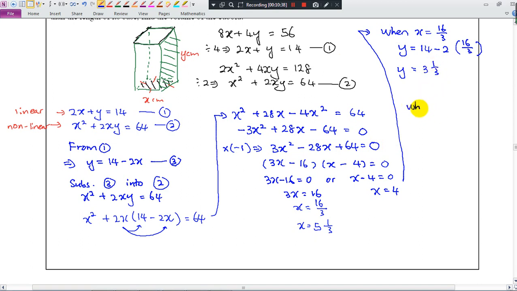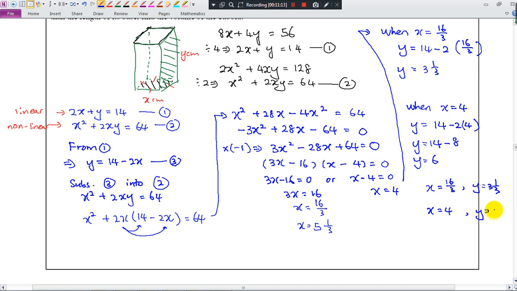How about when x is equal to 4, y is equal to 14 minus 2 times 4. So y is equal to 14 minus 8, so y is equal to 6. So from here, now I have two pairs of answers. x is equal to 16 over 3, y will be equal to 3 and 1 over 3. When x is equal to 4, y is equal to 6.